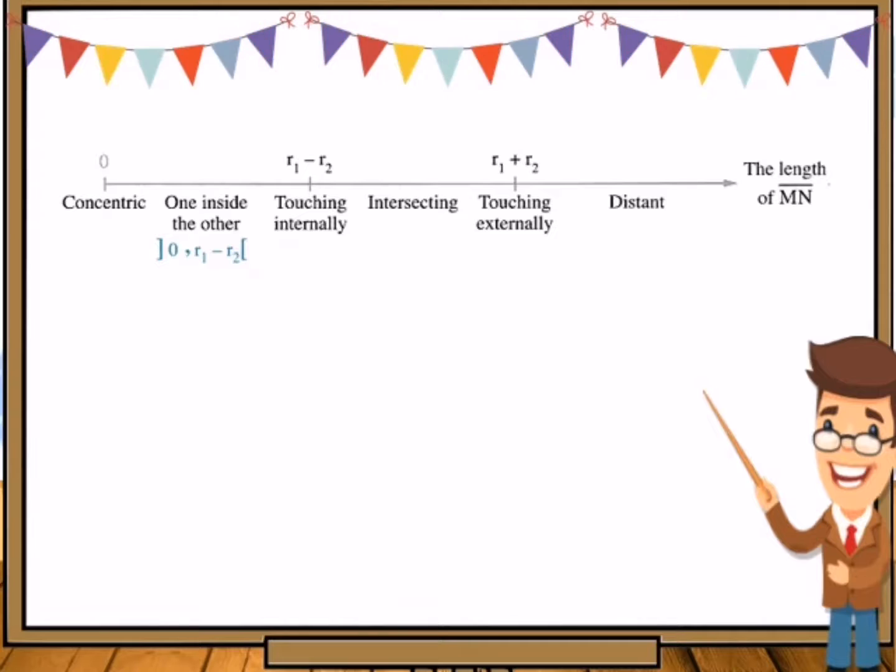By the same way, for intersecting circles, we can find the distance between the centers using the interval, opened, difference between radii and sum of radii opened. The last case, if the circles are distant, then we can find the distance between the centers using the interval R1 plus R2 opened and infinite.